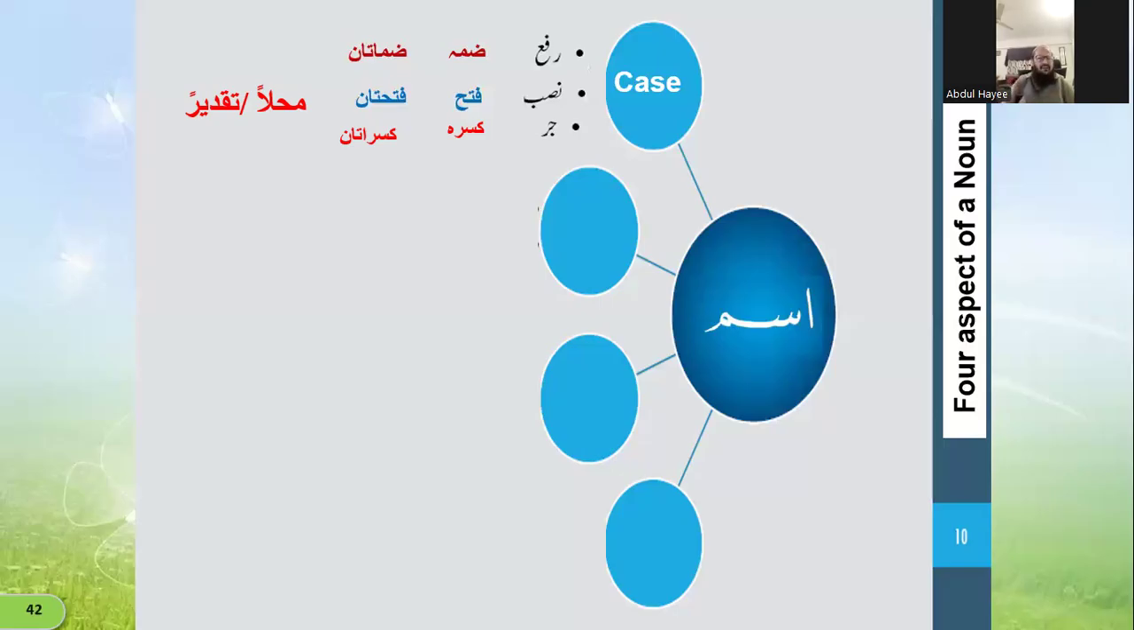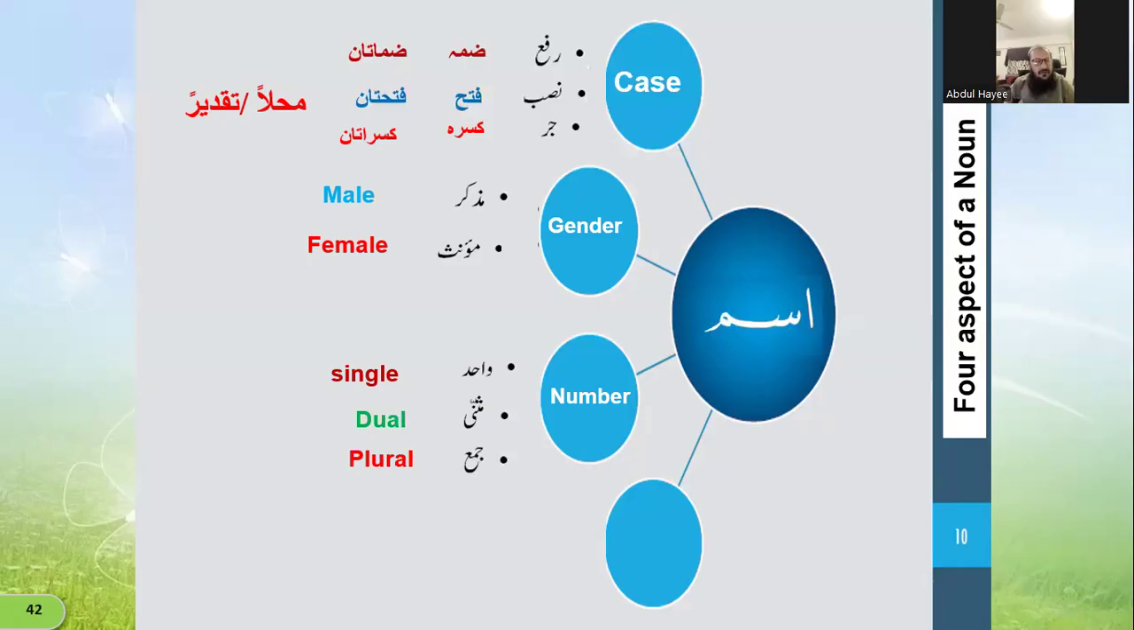The second thing which we should know about our ism or noun is the gender. We know there are two genders. Either it's masculine or it's feminine. Then number: is that ism single, wahid? Is it dual, muthanna? Or is it plural, jam'? And the fourth thing we need to know about an ism is its kind. Kind means either it's a nakira, meaning the common noun, or it's a ma'rifa, meaning the proper noun.